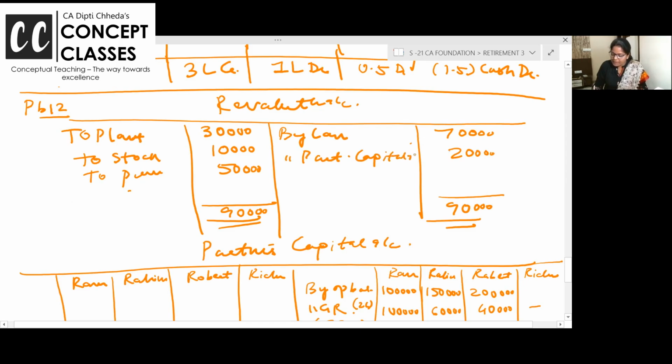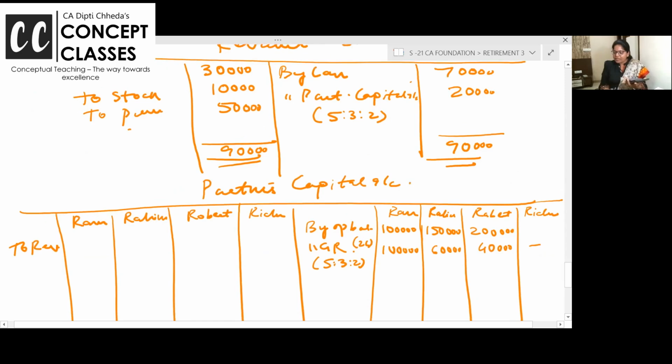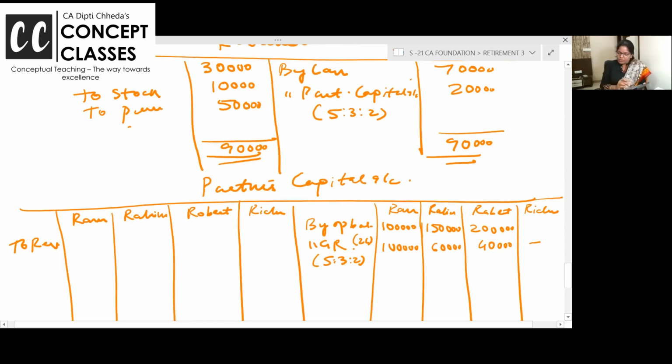Partners' capital account. It's a loss. Who will share the revaluation loss? Old partners, in the old ratio. This time I missed writing the ratios there, but I should have written them. I will write them now. Revaluation loss, give it to the old partners in the old ratio.